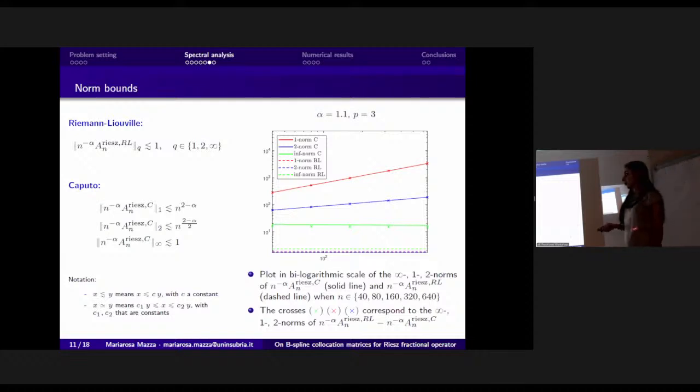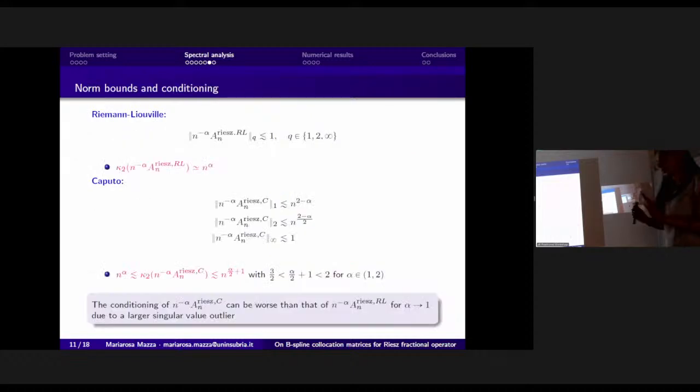While in the Caputo case, the one norm and the spectral norm are both bounded by a term that depends on both n and alpha. And this is again clear from this picture here, where I'm also representing the norm of the difference between these matrices. And this picture is actually highlighting that this behavior is basically due to the correction.